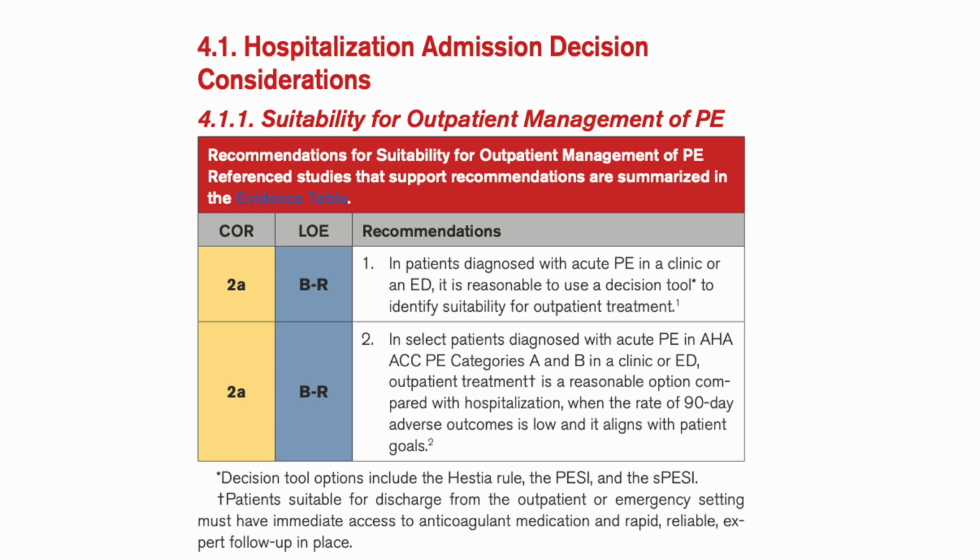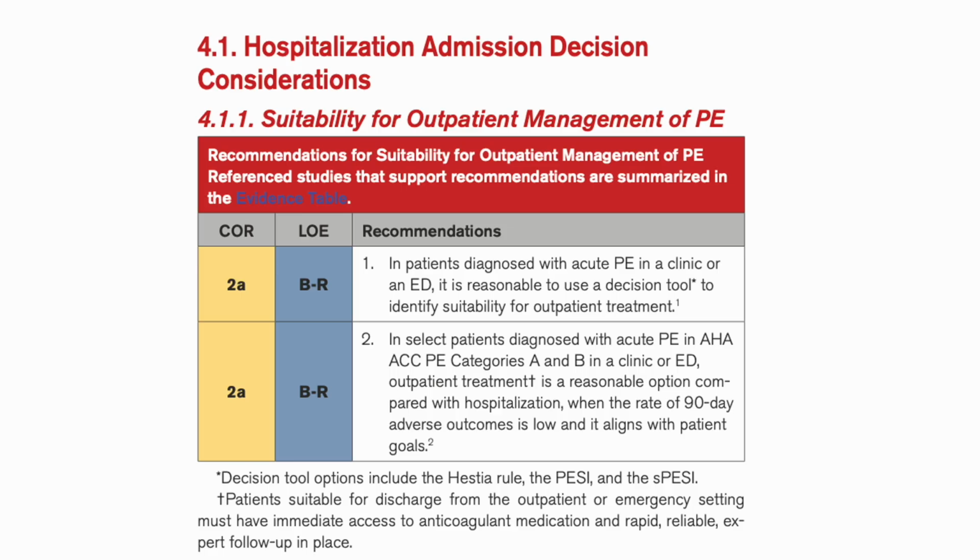Hospitalization admission decision considerations. Grade 2 evidence. In patients diagnosed with PE in a clinic or an emergency department, it is reasonable to use a decision tool and identify patients suitable for outpatient treatment. In selected patients with PE category A and B in a clinic or ED, outpatient treatment is a reasonable option compared with hospitalization when the rate of 90-day adverse outcomes is low and aligns with the patient's goal. So which tools are we using?